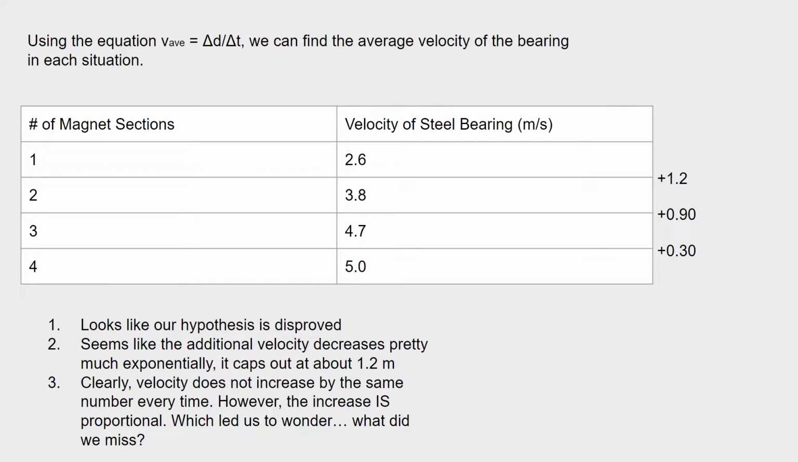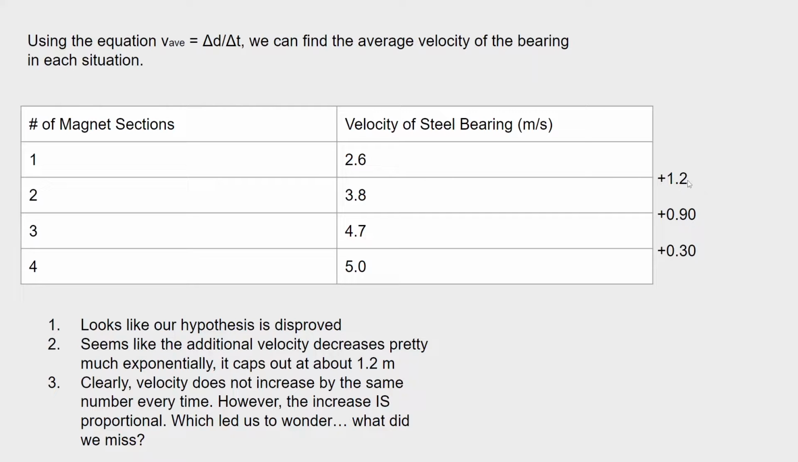So here we've gone one step further using the equation that we decided we could use earlier. The average velocity equals change in distance over change in time. So plugging in our distance and time data points, we find the velocity is going from 2.6 to 3.8, 4.7, 5.0, which if you look at how much that's going up, it's actually going down quite a bit. You go from 1.2 to 0.9, 0.3.